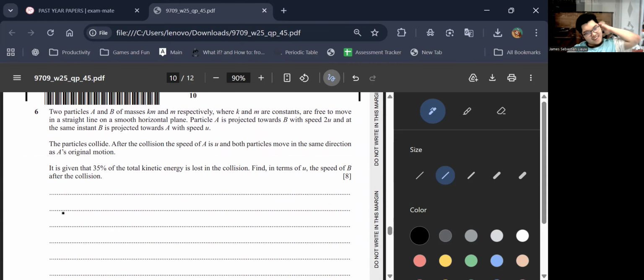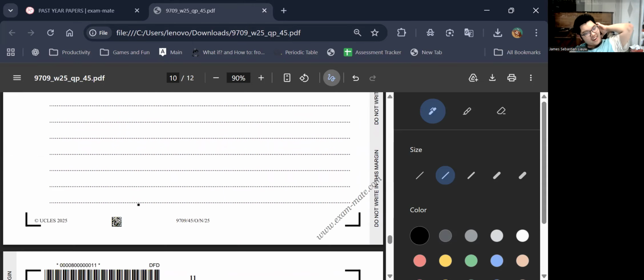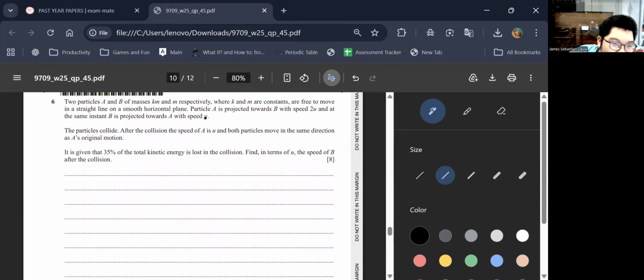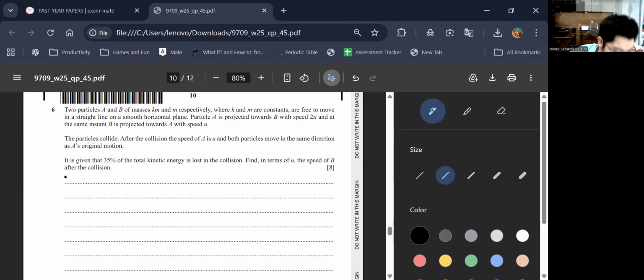Alright, last question. Whew. This is one heck of a difficult one. Let's walk through this one slowly, bit by bit. Right, so we have two particles.